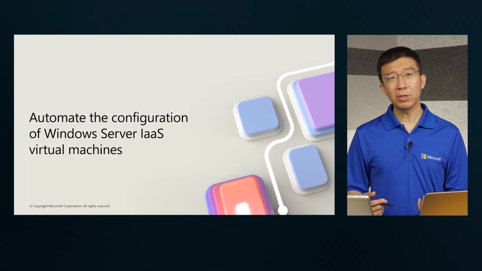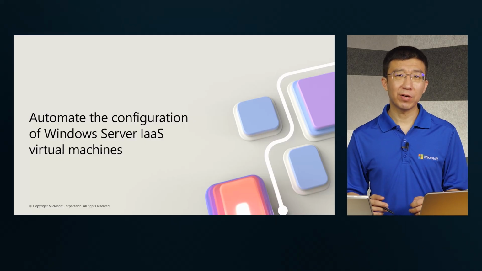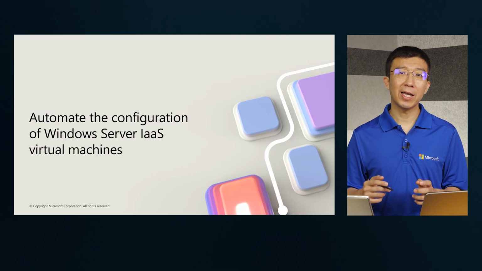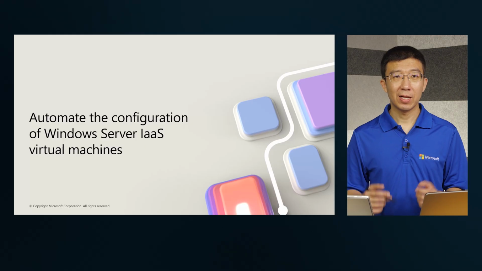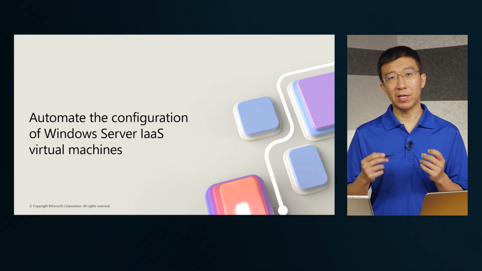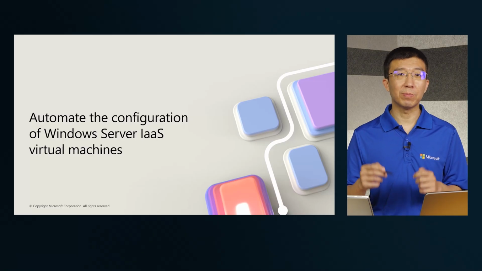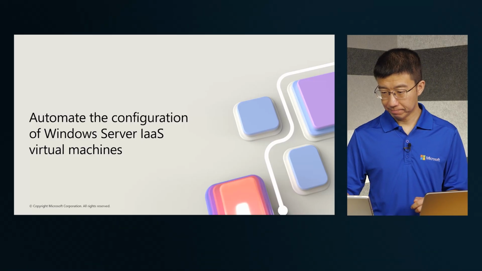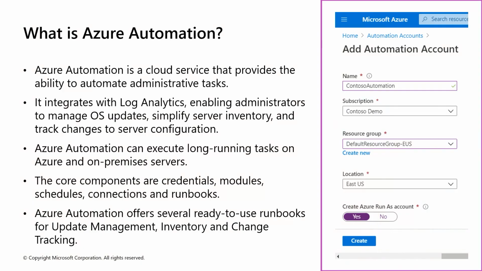Next, we'll look at how to automate the configuration on Windows Server IaaS virtual machines. Automation helps ensure consistency, saves time, and reduces errors in your deployments. Azure Automation is a cloud service for automating administrative tasks. Azure Automation can run long tasks on both Azure and on-prem servers.